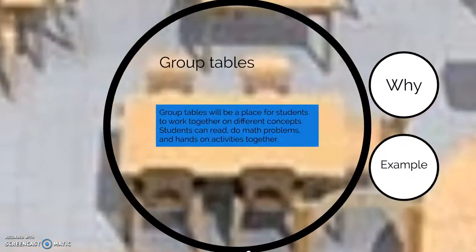The fourth spot I have is the group tables. Group tables will be a place for students to work together on different concepts. Students can read, do math problems, and hands-on activities together.